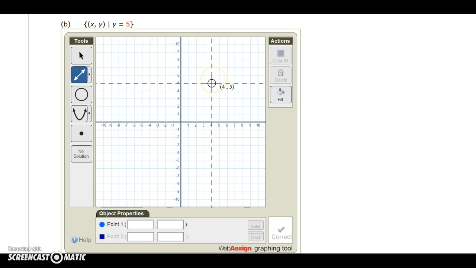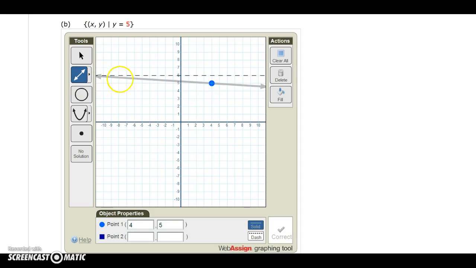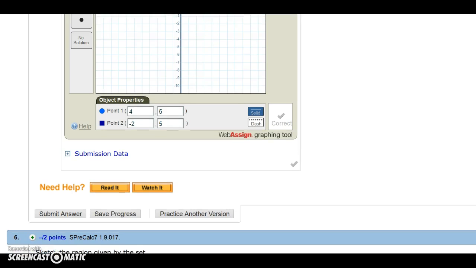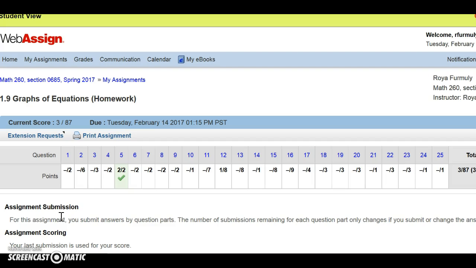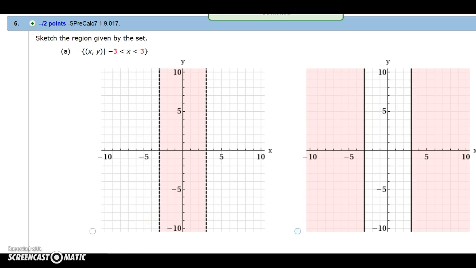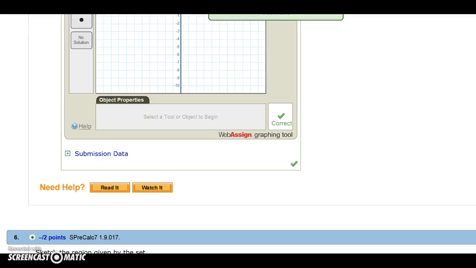Anytime you're drawing a line, you just need to simply pick 2 points. So there's 1 point, and I just went to the left a little. There's another point on the line, and again it's a solid line because it's y equals that number. And I'm going to submit my answer, and hopefully both will be correct. It looks like yes, I do have both pieces correct.